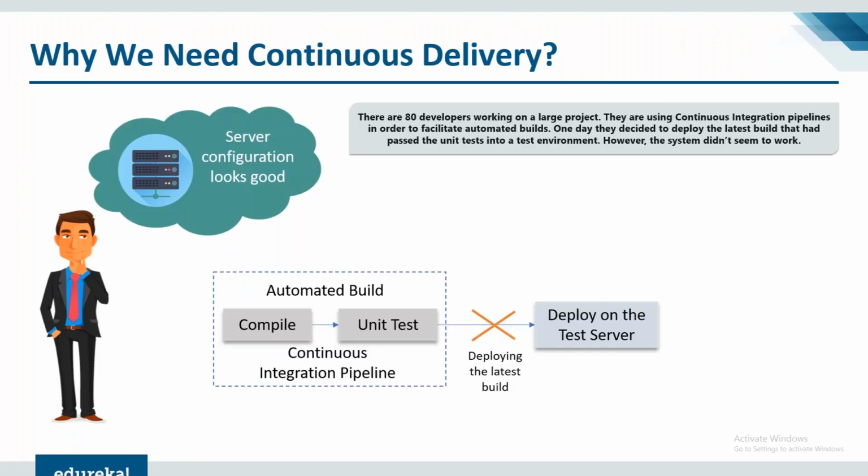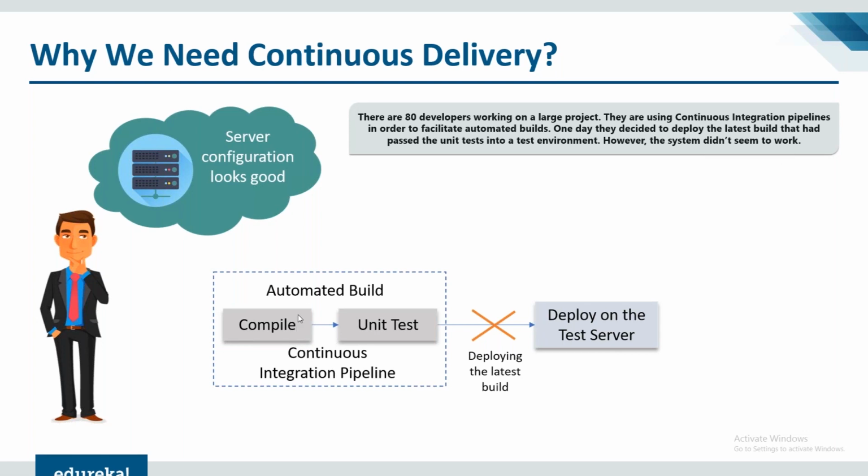Let's understand this with a simple example. Let's suppose there are 80 developers working on a single project, right? They may be using continuous integration pipelines to facilitate automatic builds. One day, all the developers wanted to deploy the last build that had passed the unit test into a testing environment, right? However, the entire system did not work. Theoretically it should work, but practically it didn't work, right?